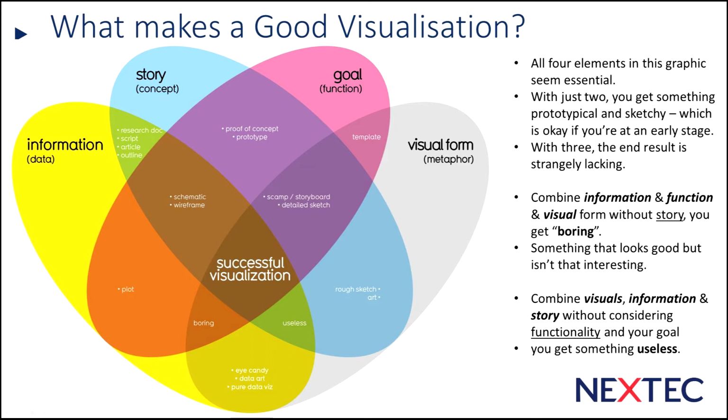If you have goal alone, it's just a plot. Information and a goal and a visual form is just a plot. Information and story alone is just an outline, a script or a research document. So information, story, goal, and visual form must be integrated into a good data visualization. Let's focus on the story next.